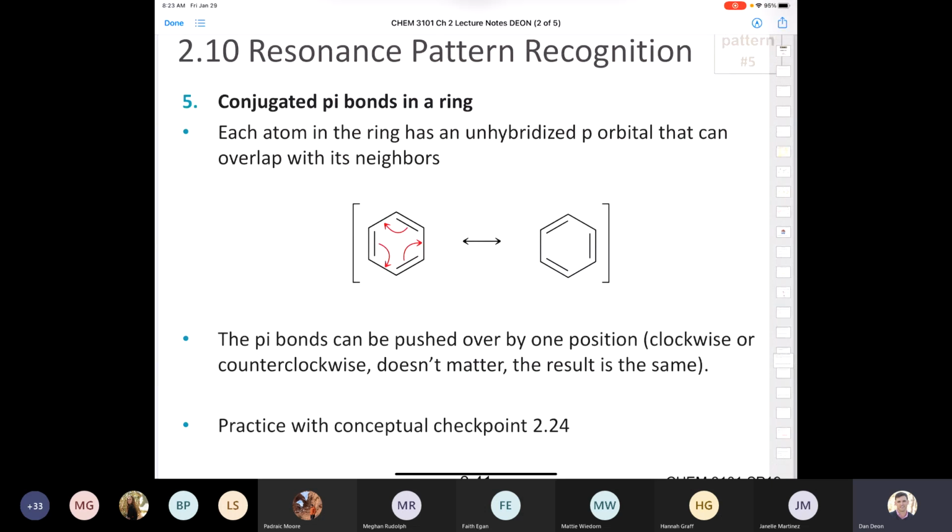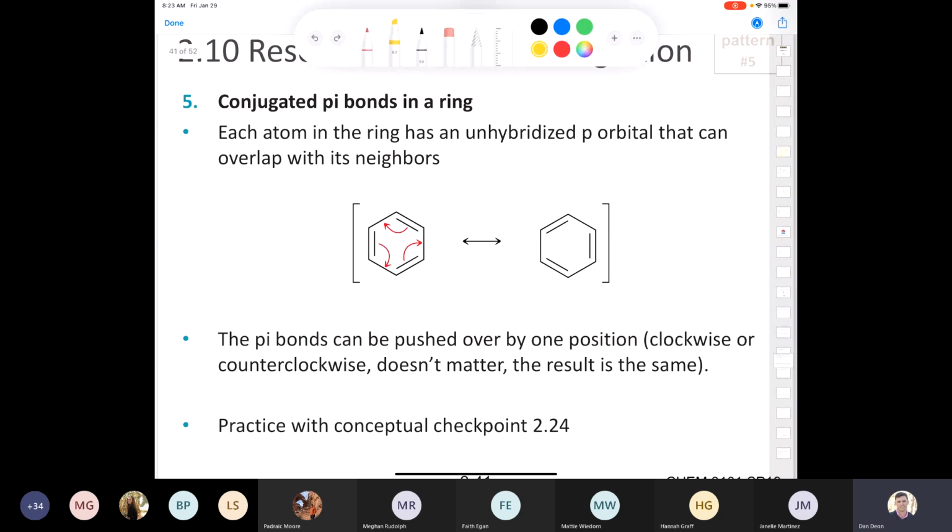Anyhow, the last one is conjugated pi bonds in a ring. So this is just an aromatic system, like the aromatic functional group that I asked you to memorize. Each atom in the ring has an unhybridized p orbital that can overlap with its neighbors. Why would that be? Because each one of the carbon atoms, all 6 of them, could anybody tell me what the hybridization would be? What's the hybridization of the carbon that I drew the arrow towards? Would it be sp2 hybridized? Absolutely, yeah.